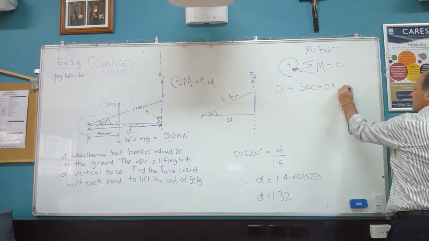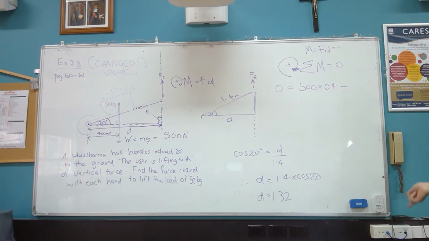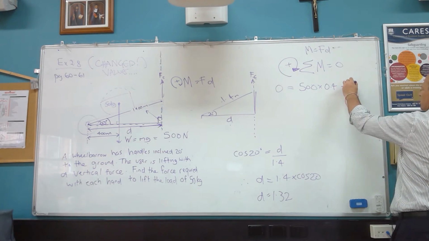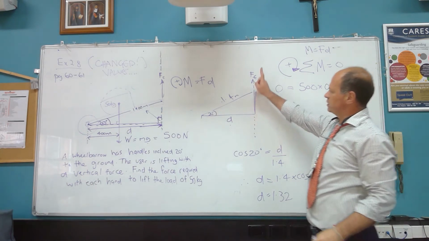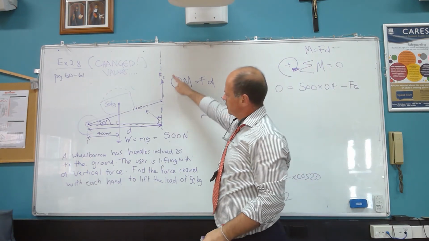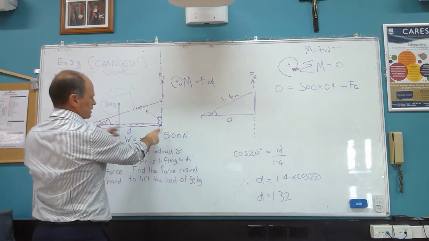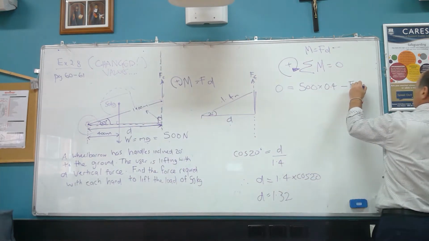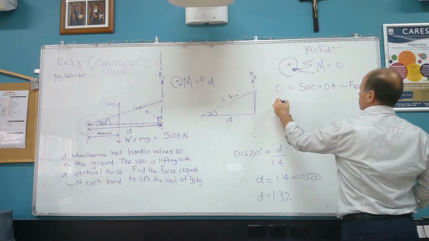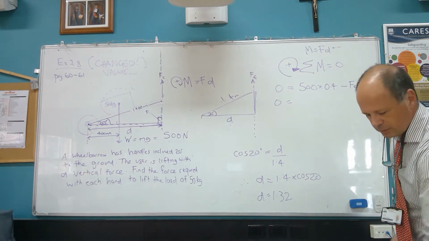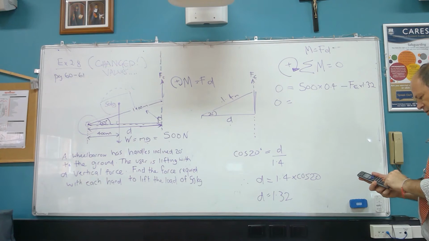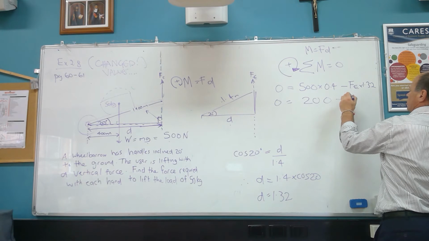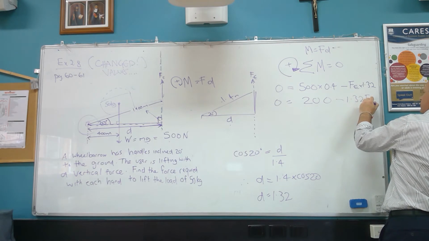And then we're going to subtract, okay, our counterclockwise. And we worked that out when we said it's equal to the force of effort, which is this one acting straight up, okay, just here, multiplied by the perpendicular distance. And we calculated that distance here, okay, which was 1.32 meters. So then we go 0 equals 500 by 0.4, which I think is 200, minus 1.32 times the force of effort.